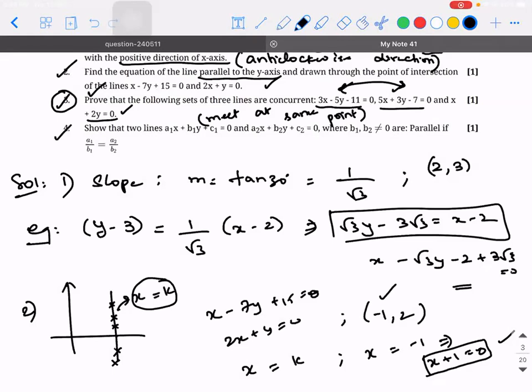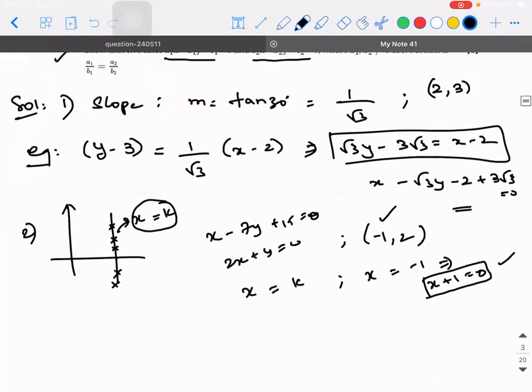Fourth, show that the two lines are parallel if A1 by B1 is equal to A2 by B2. It's a very simple thing. A1x plus B1y plus C1 is equal to 0 and A2x plus B2y plus C2 is equal to 0. According to this chapter, we know the condition for parallelism. If two lines are supposed to be parallel, what is it? Slope should be equal, sir. Slope should be equal. So if a line is given in the standard form A1x plus B1y plus C1 is equal to 0, then what is the slope of it? Minus A by B. That's it.